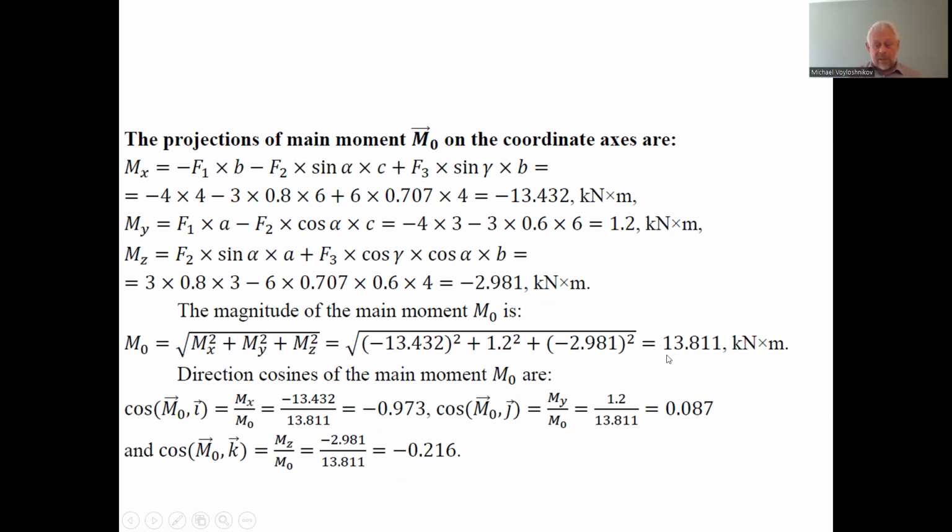We can find that the magnitude of the main moment is 13.811 kilonewton per meter. Next, we have to find the direction cosines of the main moment. The direction cosines are found when we divide each projection of the main moment by this magnitude. We find the cosine of the direction angle of the main moment vector to the axis x, to the axis y, and to the axis z.